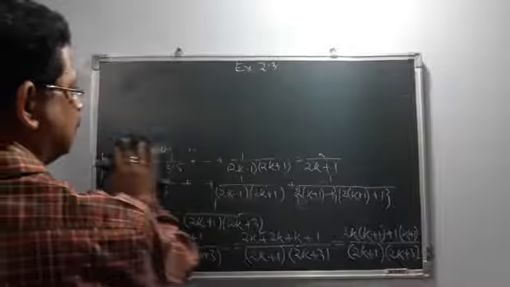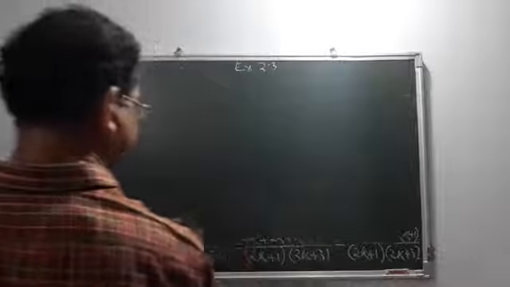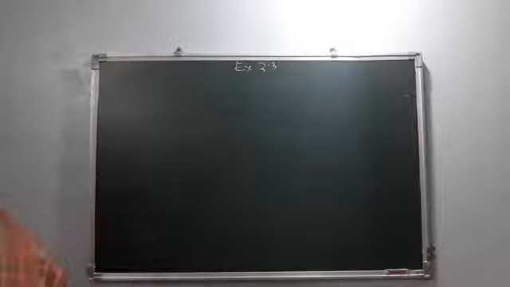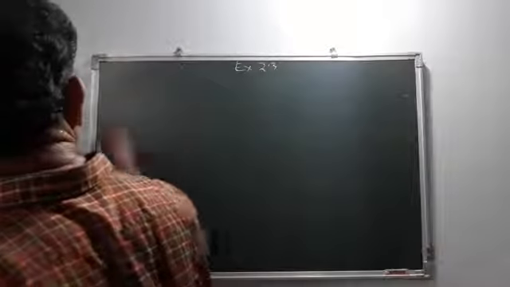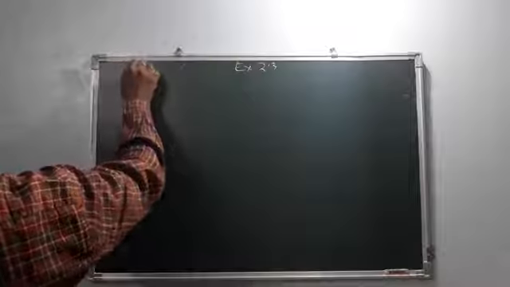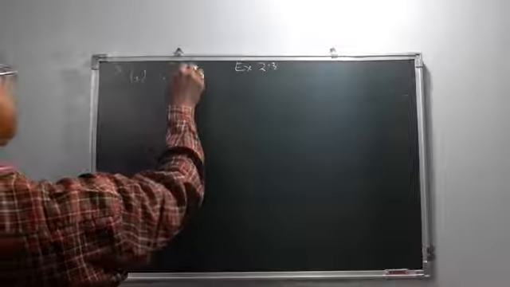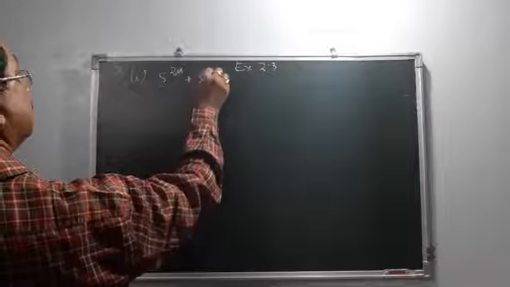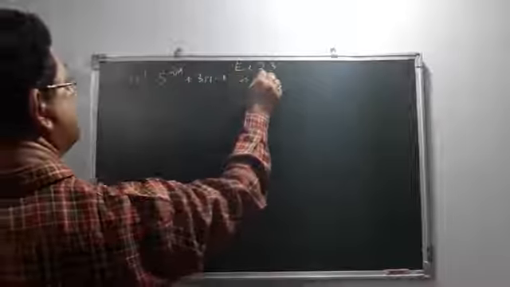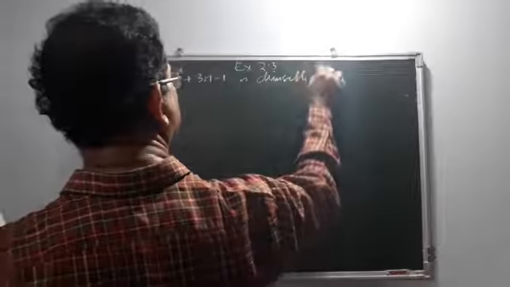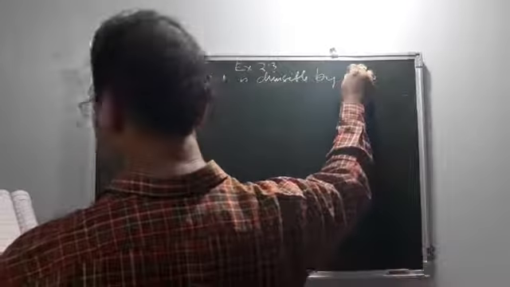Now we will do question number 3. Question 3 is of a little bit different type, but the method is the same. They have asked, question 3.1, to prove that 5 to the power 2n plus 3 to the power n minus 1 is divisible by 9.